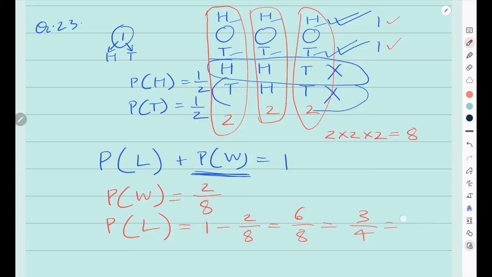We can also write 75%, or we can write 0.75. So that is the answer.